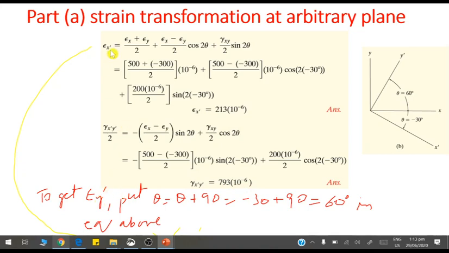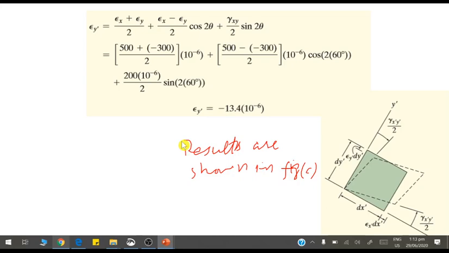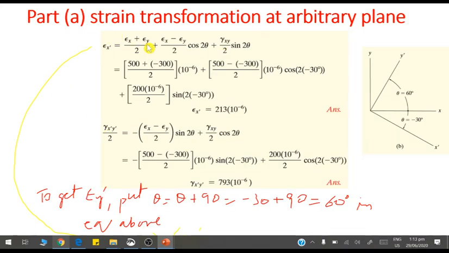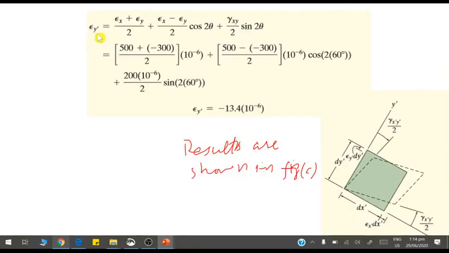And to get epsilon y prime, we have to put theta equal to theta plus 90, and theta is minus 30 plus 90, which will be 60. So put that 60 in this equation. When you put theta plus 90, this x will become y. So epsilon y prime is equal to epsilon x plus epsilon y by 2, plus epsilon x minus epsilon y by 2 times cos 2 theta, plus gamma xy by 2 times sine 2 theta. Putting the values, you will get the result epsilon y prime equal to minus 13.4 times 10 to the minus 6.